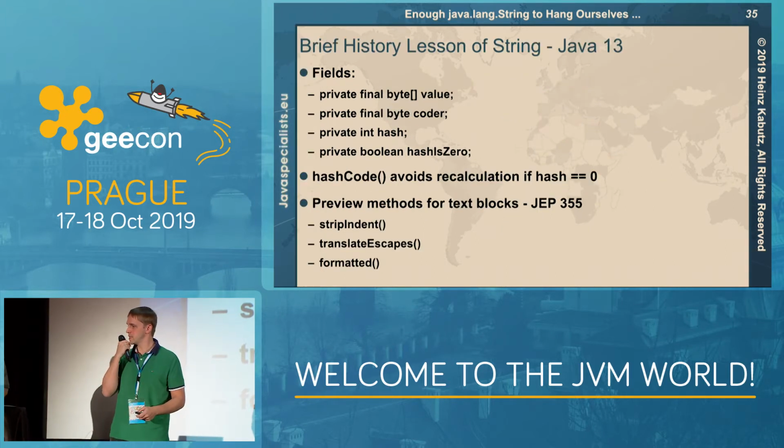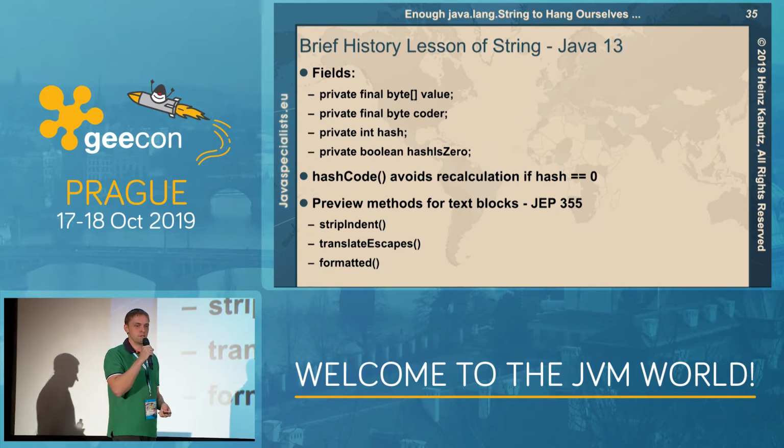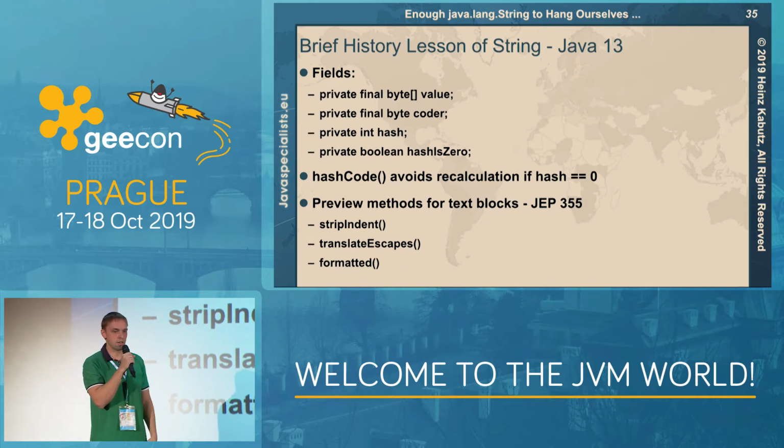Can you get back to 13, please? Cool. Sorry. Okay, so what else happened? As I said, they prevented hashcode zero computation.